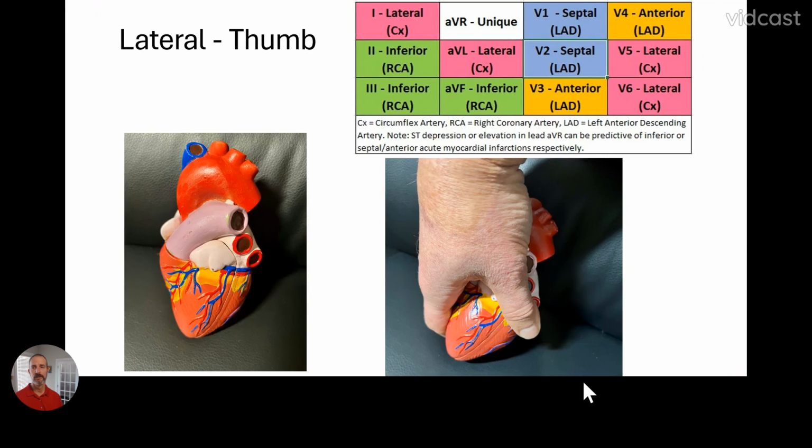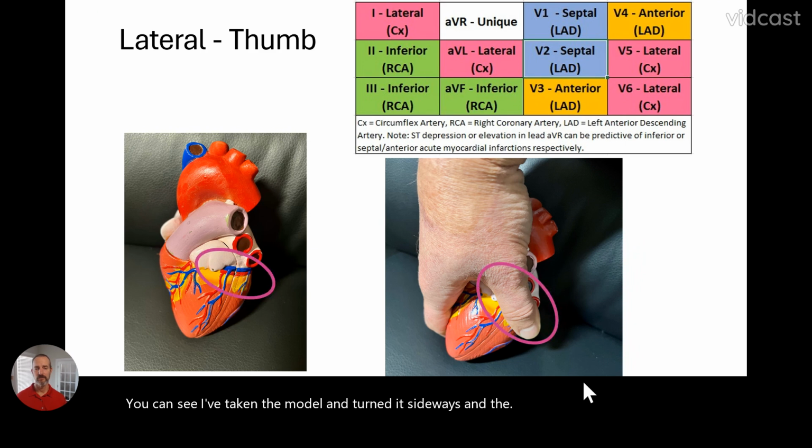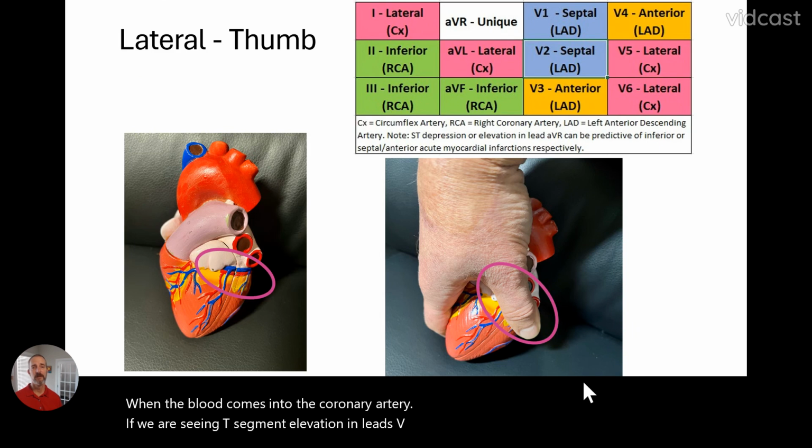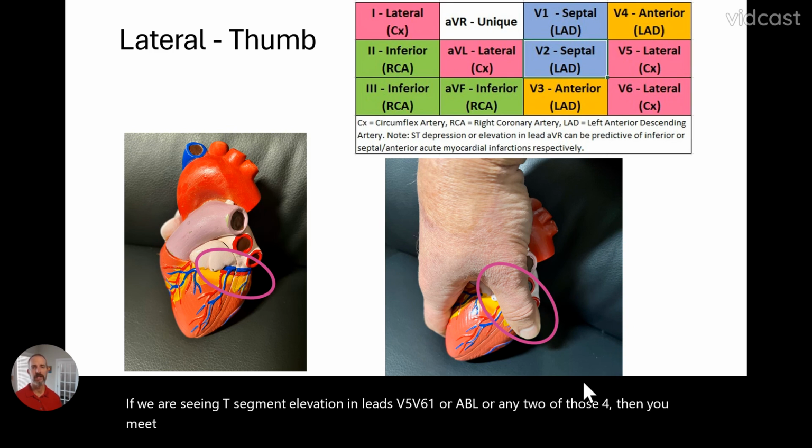Moving on to the lateral portion of the heart, you can see I've taken the model and turned it sideways, and the thumb is wrapped around the circumflex branch in this case. So when the blood comes into the coronary arteries, it comes into that left coronary artery, and that left coronary artery branches into the left anterior descending and the circumflex branch. So if we are seeing ST segment elevation in leads V5, V6, 1, or AVL, or any two of those four, then you meet criteria for calling a lateral myocardial infarction.